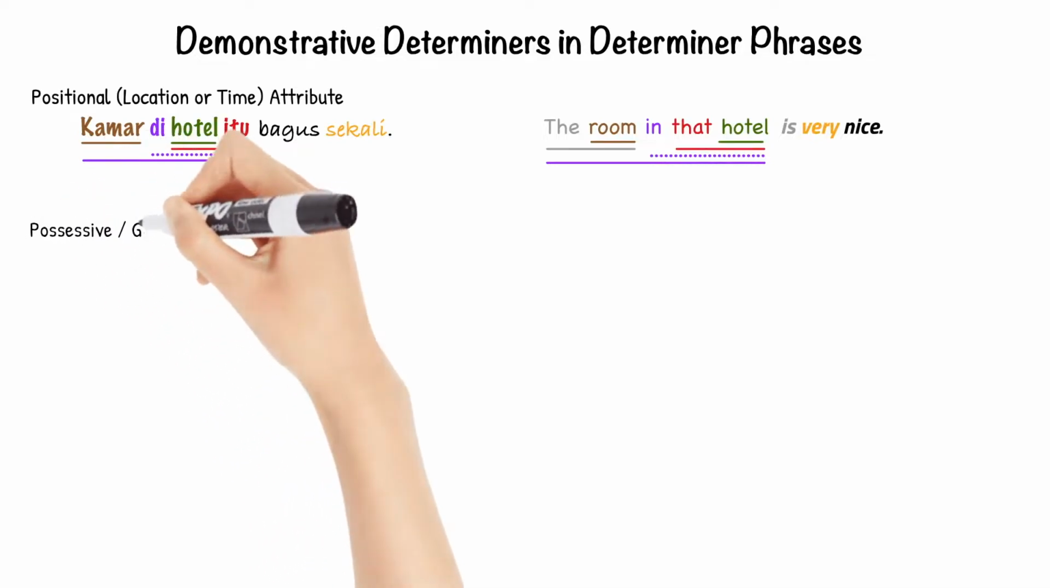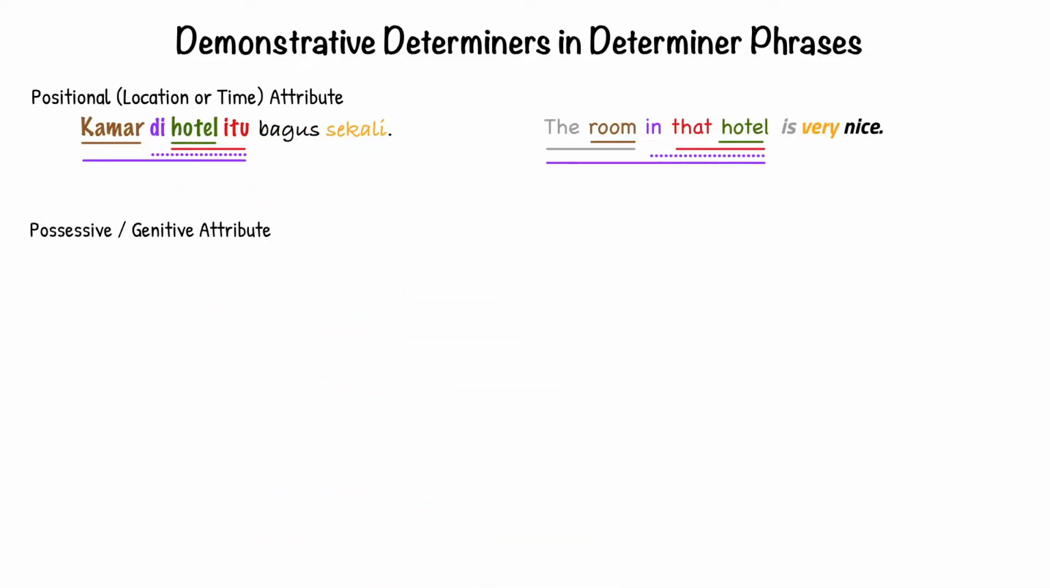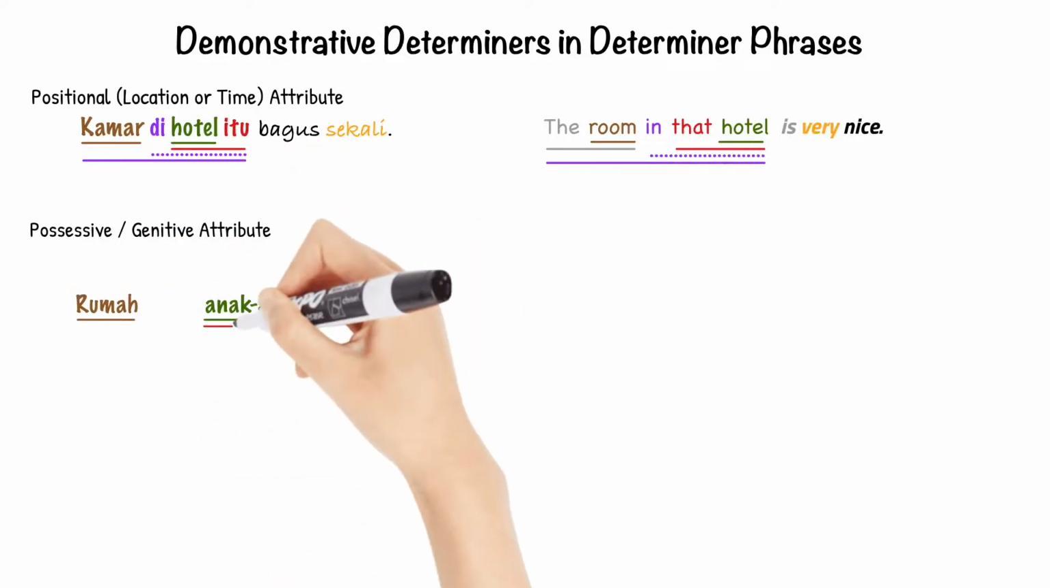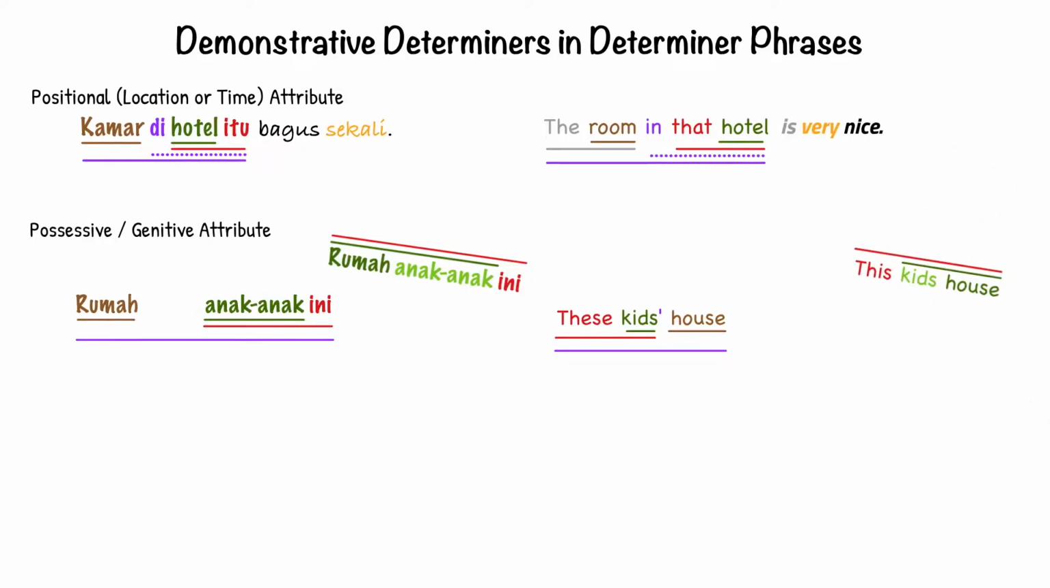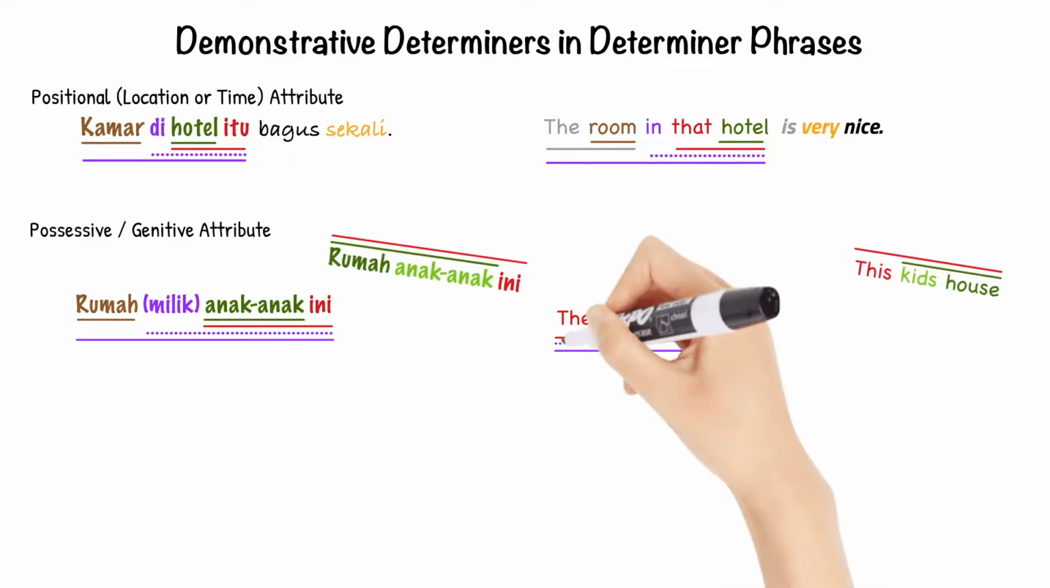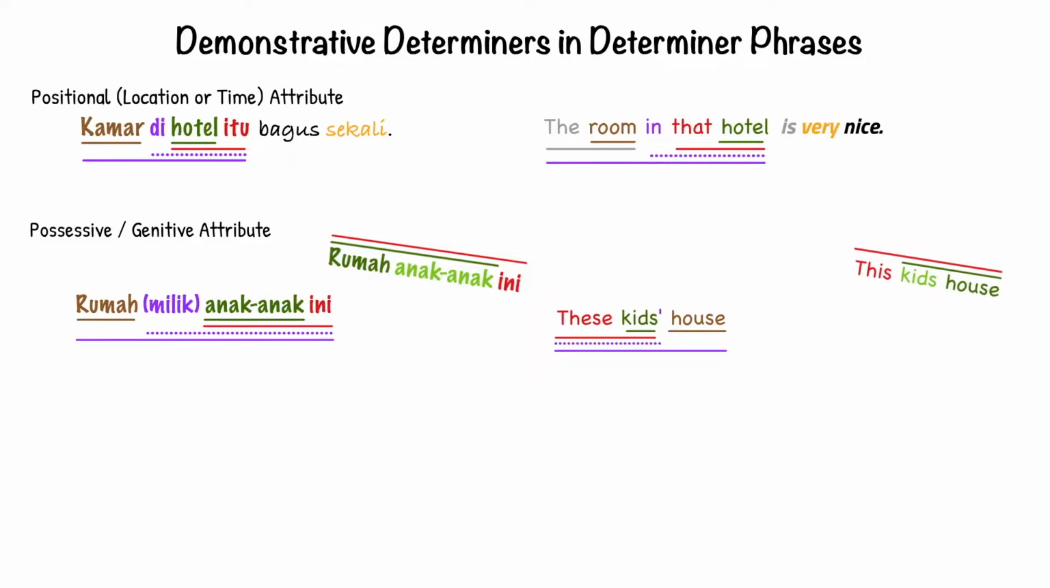It also works with possessive or genitive attributes for phrases showing possessions. For example, rumah anak-anak ini means this kids' house. But since rumah anak-anak ini resembles rumah anak-anak ini, which means this kids' house, optionally we can put a genitive word milik, which means belongs to, to show possession, like the apostrophe S in English. So we know that the following word or phrase is a possessive attribute.